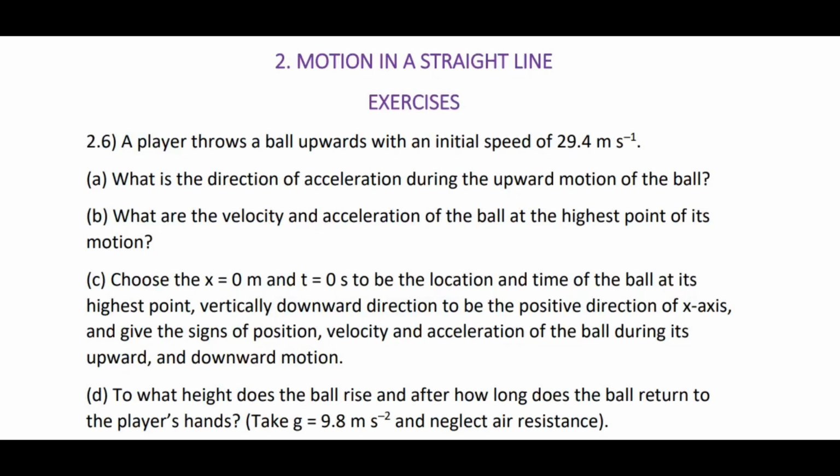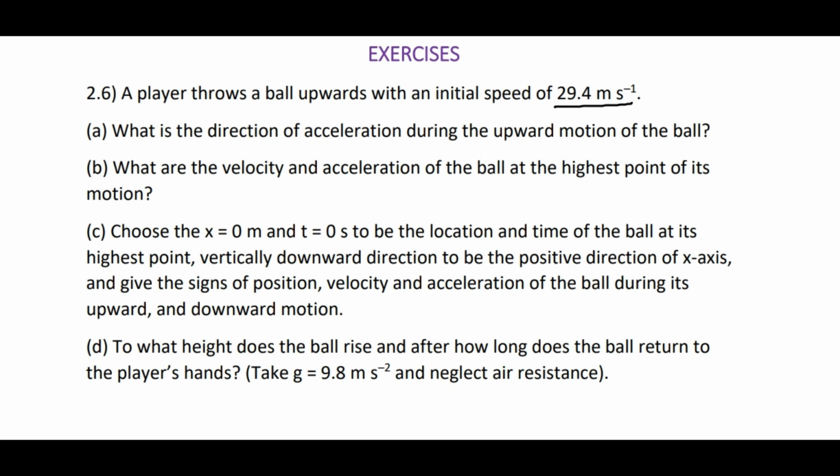Hello students, in this video we are going to discuss 2.6 from motion in a straight line. A player throws a ball upwards with an initial speed of 29.4 meter per second. What is the direction of acceleration during the upward motion of the ball? So we need to write the direction of acceleration during the upward motion.